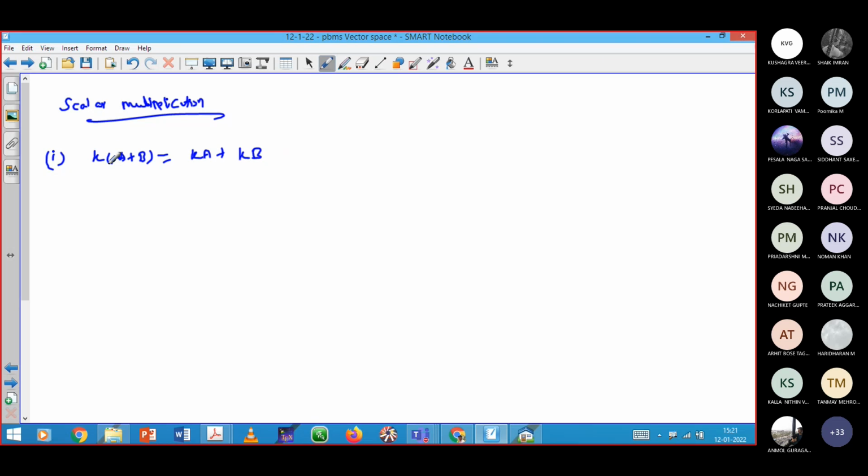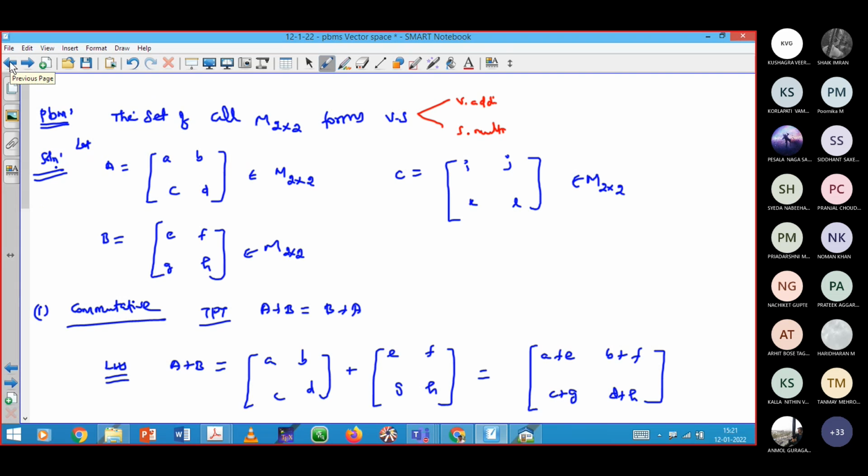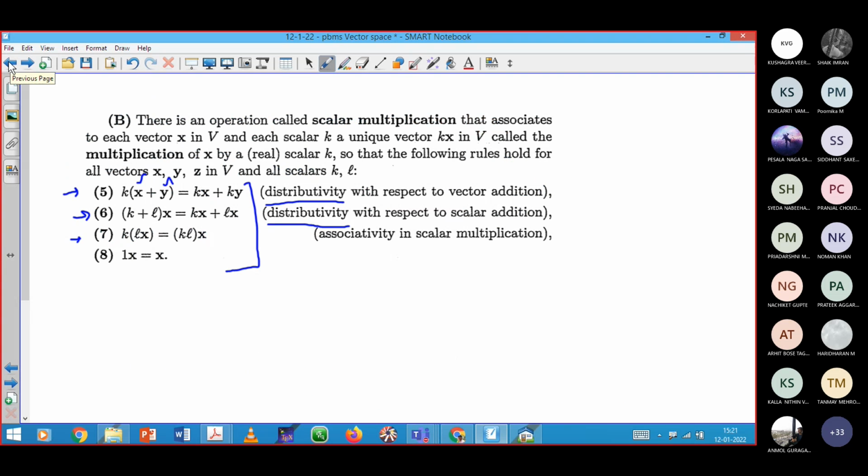Here k is any scalar. There is nothing to keep as separate scalar numbers; you can keep it as k itself, then mention that k is a scalar. That is more than enough. Next, the second condition, with respect to scalar addition, that is (k plus l) into x equal to kx plus lx.